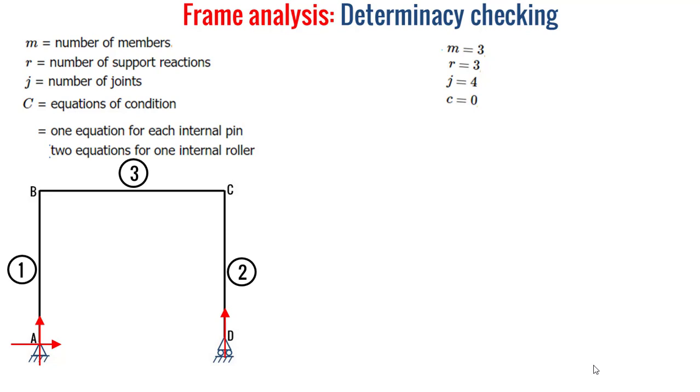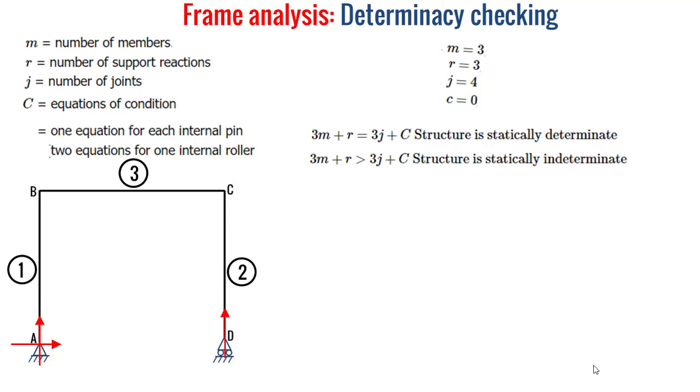Well, for the determinacy checking, we have 3 cases. The first one is when 3m plus r is equal to 3j plus c, and in this case, the structure is considered statically determinate. This means that all the unknown external reactions can be determined using only the static equilibrium equations without any need for additional equations such as compatibility equations.